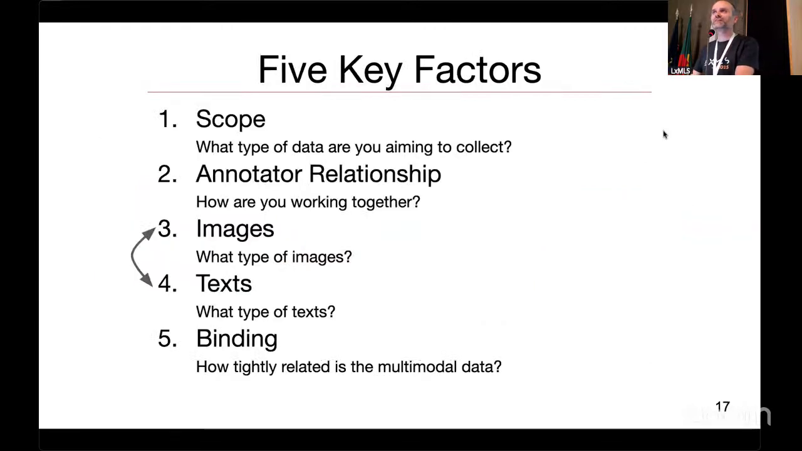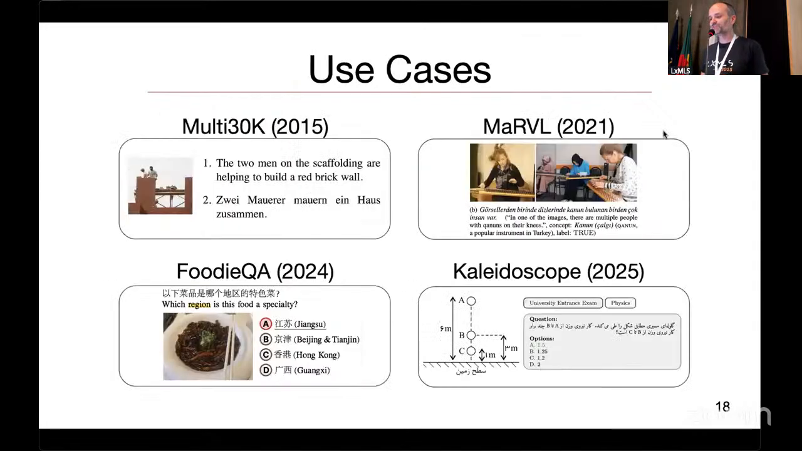And I think that there are five key factors that are important when creating resources. There's the scope of the data you want to create. There's the relationship between you as a creator and the annotators. And then interleaved with each other, there's also a collection of images you want to collect and the texts that go along with it. And then finally, there's this factor about how tightly related the text and images are in terms of their binding. And I'm going to motivate all of this with some use cases.